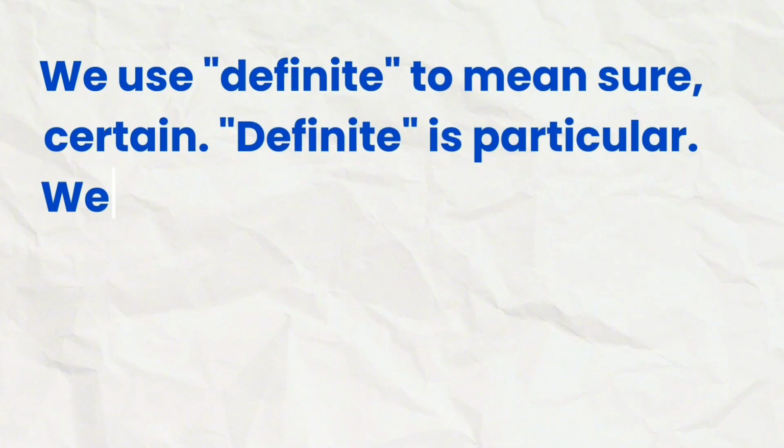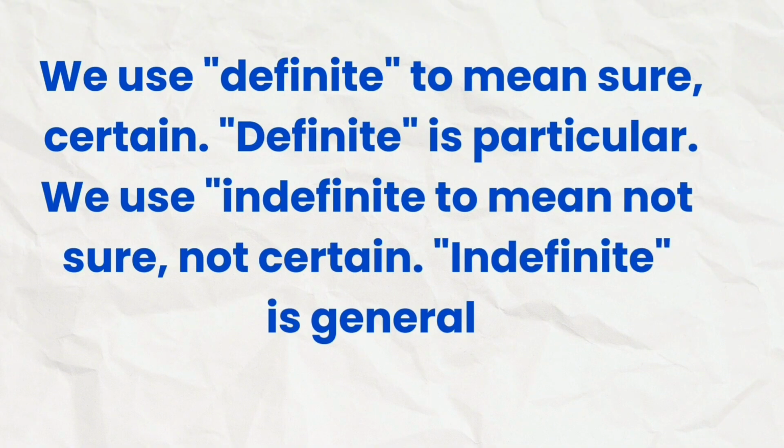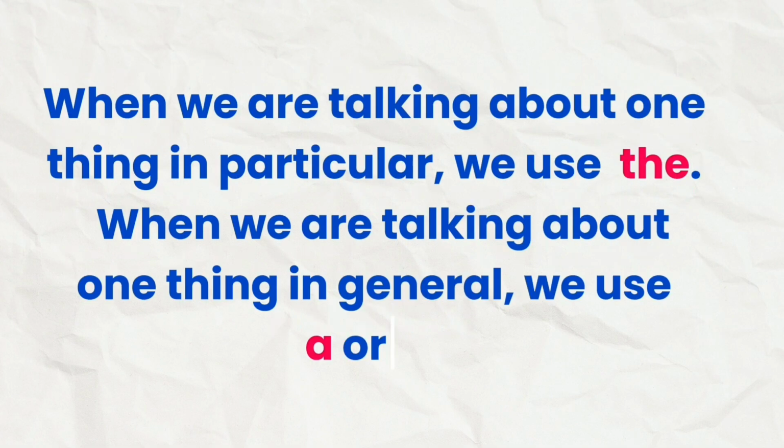We use definite to mean sure, certain. Definite is particular. We use the indefinite to mean not sure, not certain. Indefinite is general. When we are talking about one thing in particular, we use the. When we are talking about one thing in general, we use an.